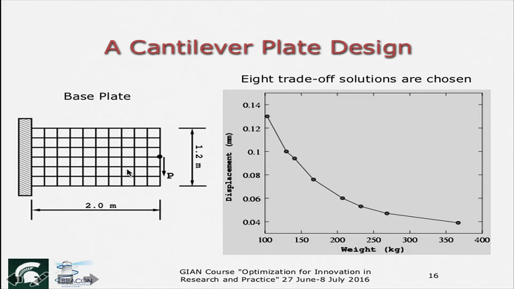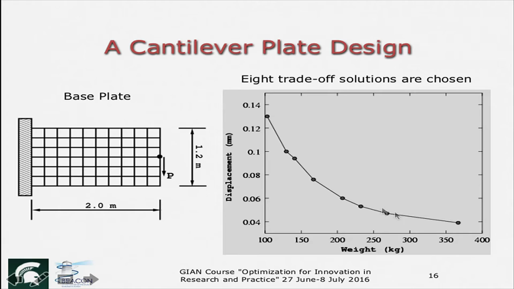So we want to make it stiff and we want to make it with less weight, and that's always a conflict. If you make it with less weight, it's going to be so flimsy that it's going to deflect quite a bit. So then you have a large deflection. But if you make it with small deflection, it's going to be heavy, right? So that's the trade-off. And you see we got 9 trade-off solutions, okay? One with the small weight but large deflection, one with a large weight but small deflection, and there are some intermediate.